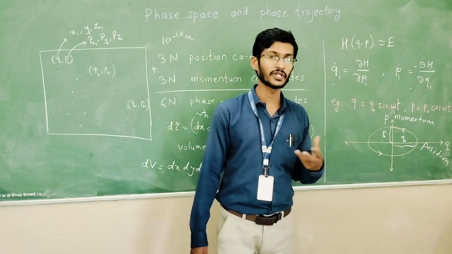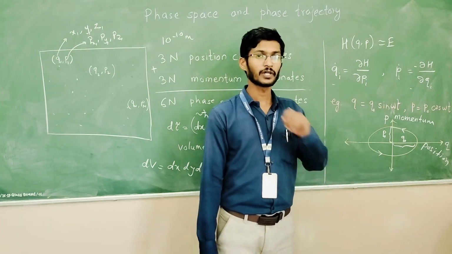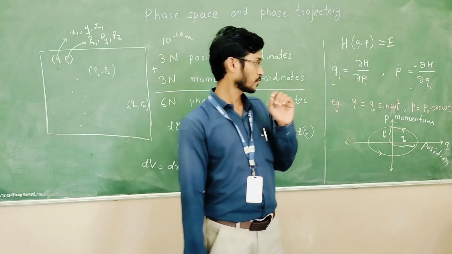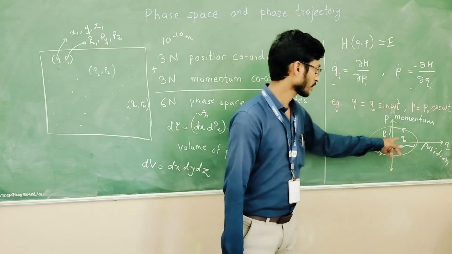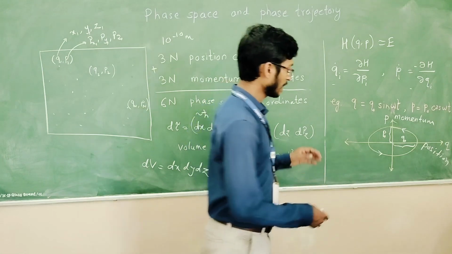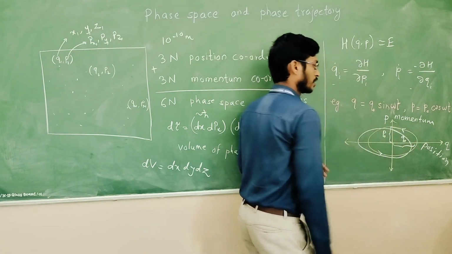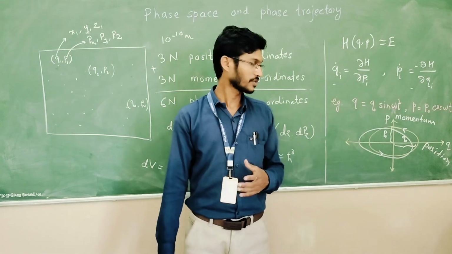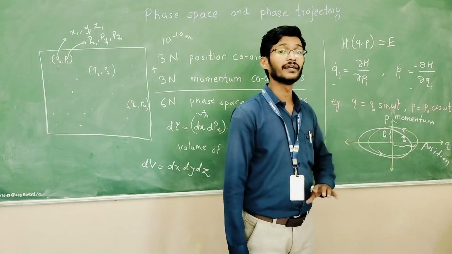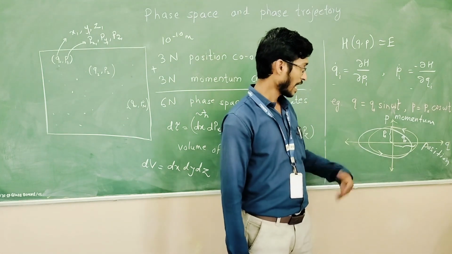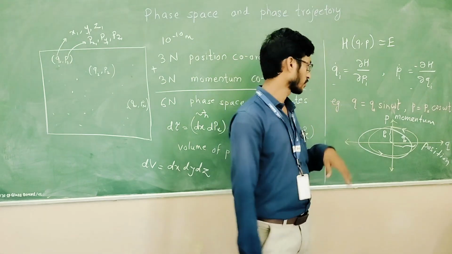There are some questions in NET or state examinations on this phase trajectory also. You should remember that two different phase trajectories will not intersect each other. Suppose this is a phase trajectory and I have some other phase trajectory like this. This is usually not possible, because phase trajectories will not intersect with each other. Also, there is one more thing: all phase trajectories must be continuous.